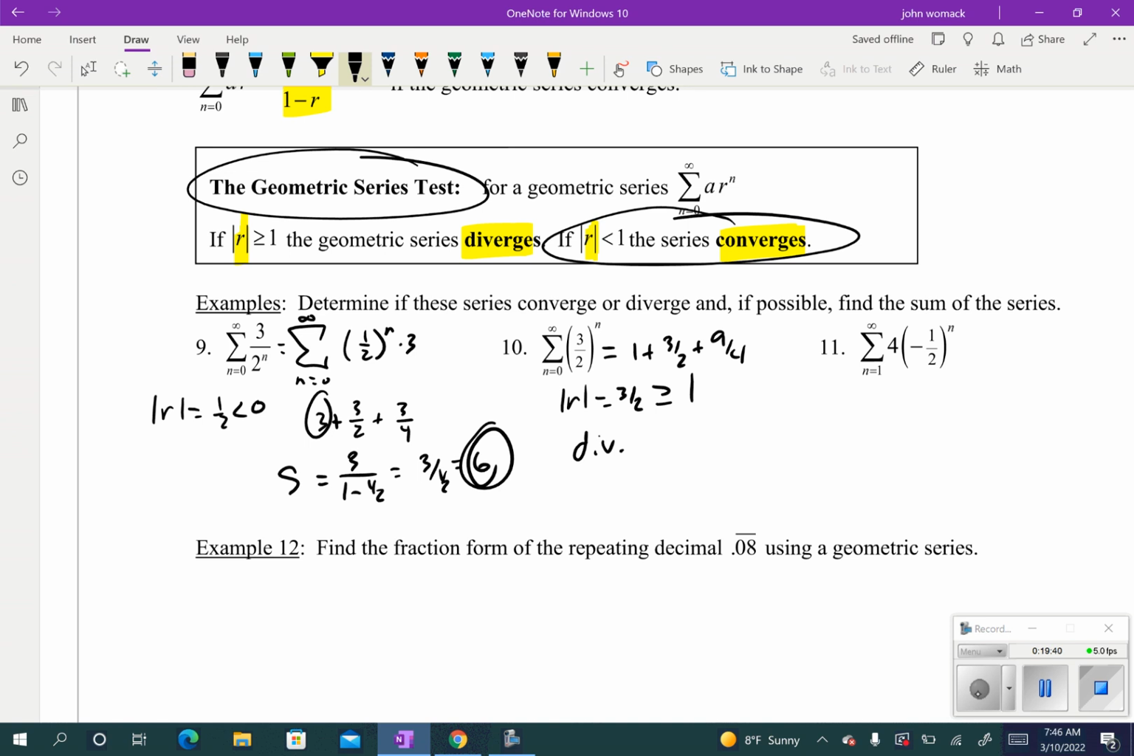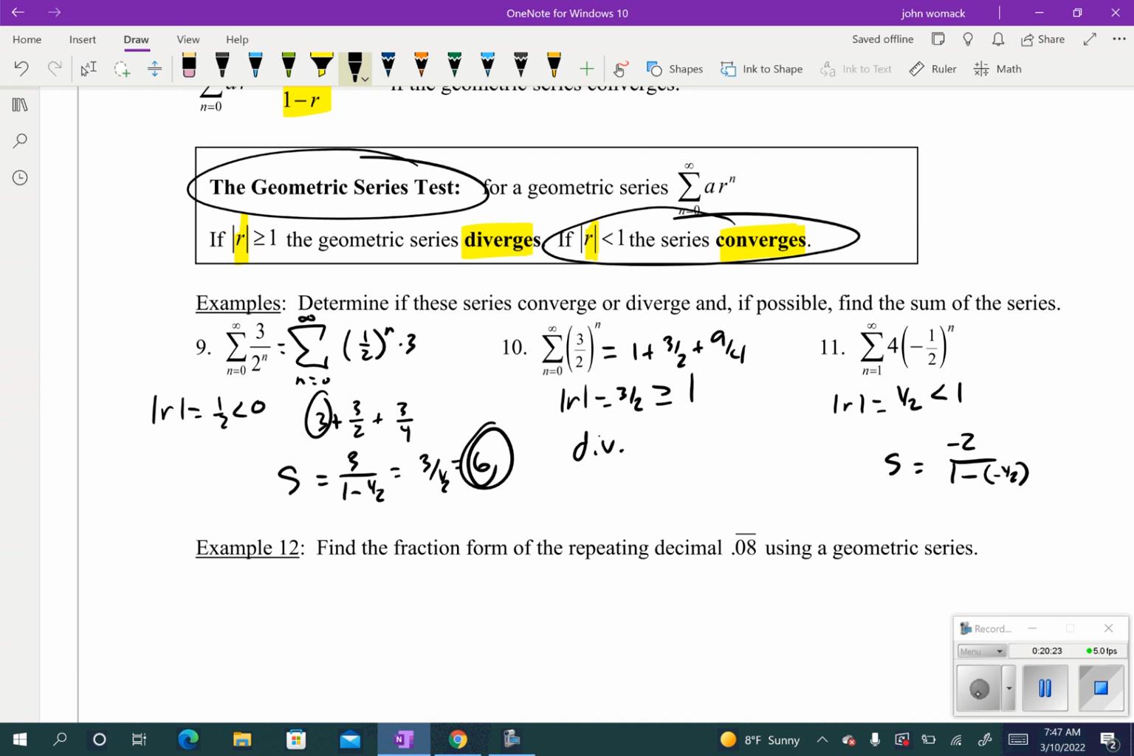Let's look at this next one. We're checking, and this time we're timesing by a negative 1/2 each time. So the absolute value of R would equal a positive 1/2, which is less than 1. What that means is that this series converges, so we can find a sum. For my first term, if I plug in 1, I get 4 times negative 1/2 to the first power, which is negative 1/2. Multiplying those, I get negative 2. So negative 2 is the first term. The sum is equal to negative 2 divided by 1 minus R, and R is a negative 1/2.